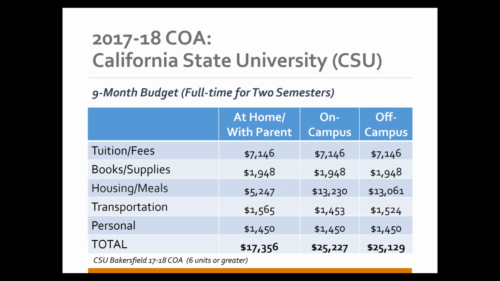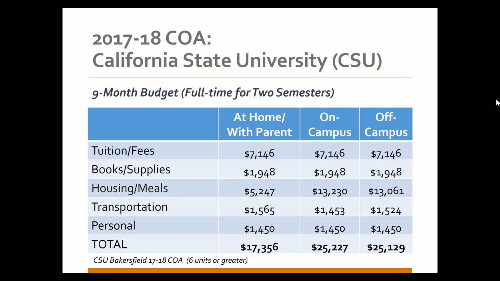So for a typical at home with parent budget, your tuition fee and your book and supplies are the same across all three budgets. So we have tuition fee, which can be $71.46, and this is for the year. Then we have the book and supplies, which is $19.48. We have the housing meals, which is $52.47, and I'm going to go through the difference with the three, because you see the off-campus and on-campus is extremely high compared to the at home with parent budget. We have transportation, which is $15.65, and then the personal, which can consist of personal items they may need, paper, books, things of that sort, and pens and pencils. So we have that personal budget of $14.50.